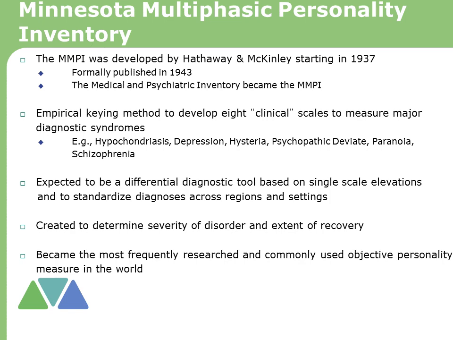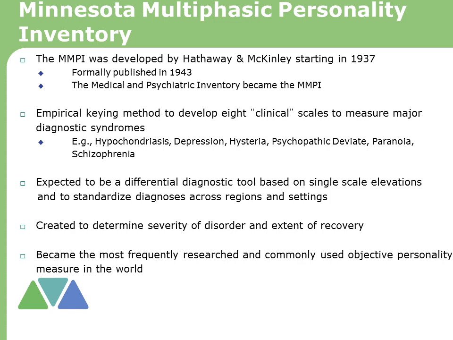I should also mention that Hathaway expected initially that the MMPI would produce essentially one elevation for people who had psychiatric disorders. So people who were depressed would produce an elevation on depression. People who were schizophrenic would produce an elevation only on the schizophrenia scale. He was, I think, surprised to find out that that was not generally true, and we'll talk about that in a few moments. But what he really wanted to do was to create a differential diagnostic tool to be used at the University of Minnesota hospitals.